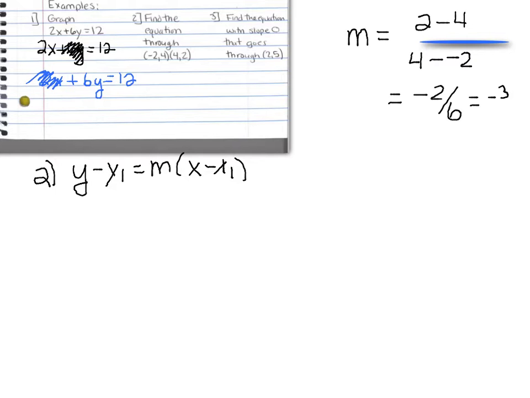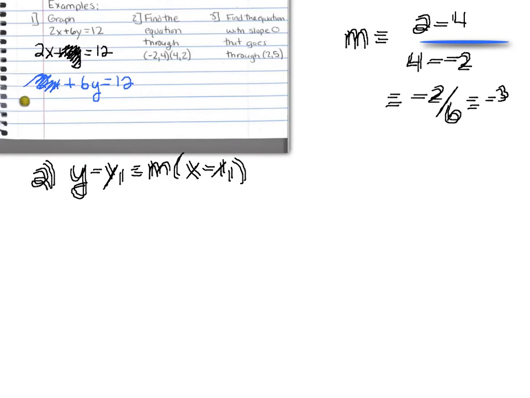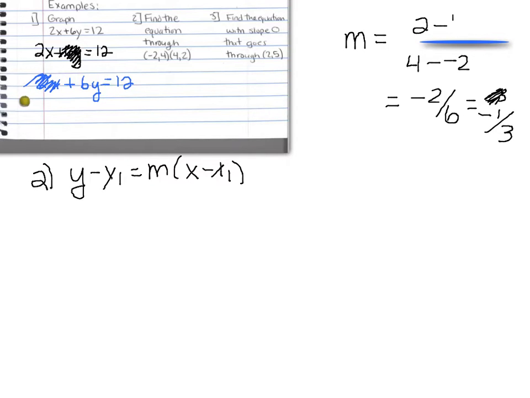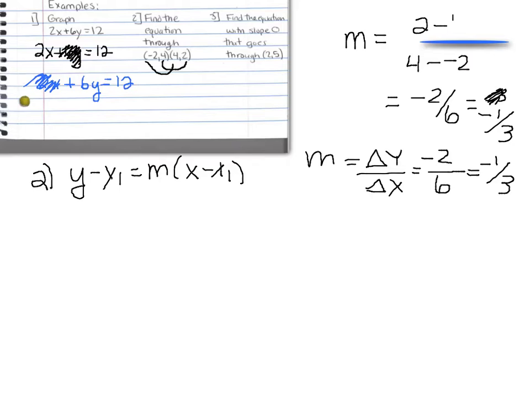If you tend to have a problem with working out fractions and working out negative and positive signs, it might be easier for you to just think about the slope as the change in y over the change in x. If you go back to the original question, y changes from 4 to 2, so it's going down 2. X changes from negative 2 to 4, so it's going to the right 6, and so the slope is negative 1/3, and it's all in your head instead of working it out with a formula.